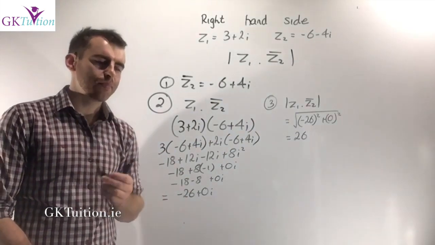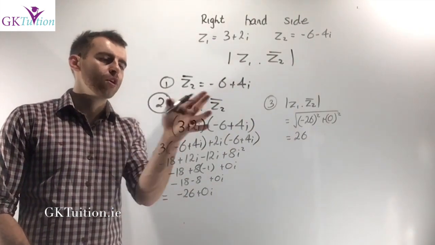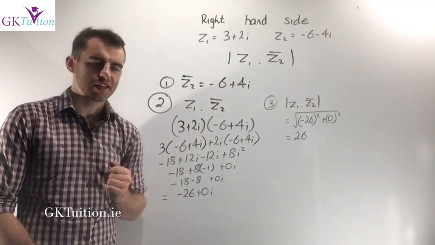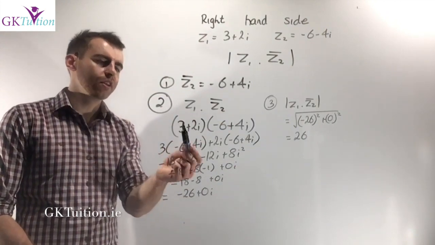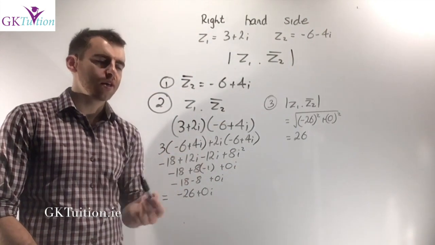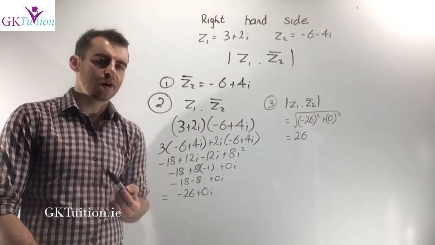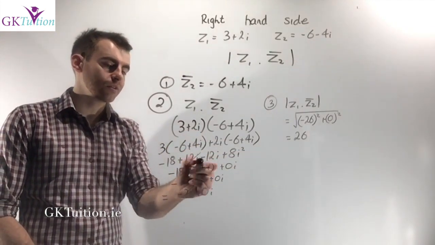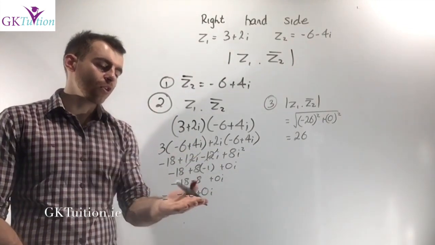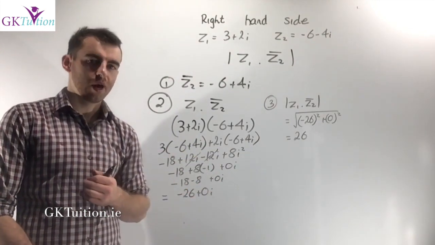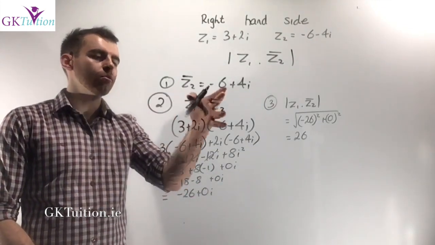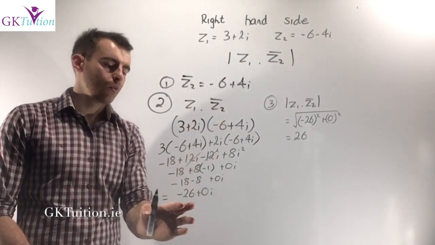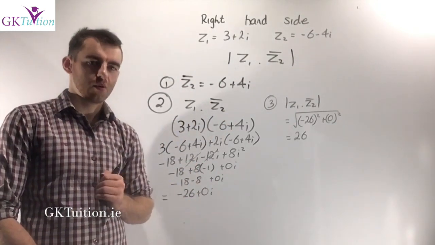Now the second step is I need to find what Z1 multiplied by the conjugate of Z2 is. In other words, I need to multiply 3 plus 2i by minus 6 plus 4i. If you multiply that out, once again the middle terms cancel, and you end up with minus 26 plus 0i. So Z1 multiplied by the conjugate of Z2 works out as minus 26 plus 0i.